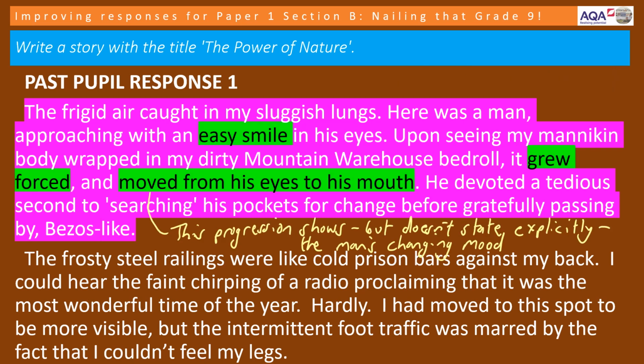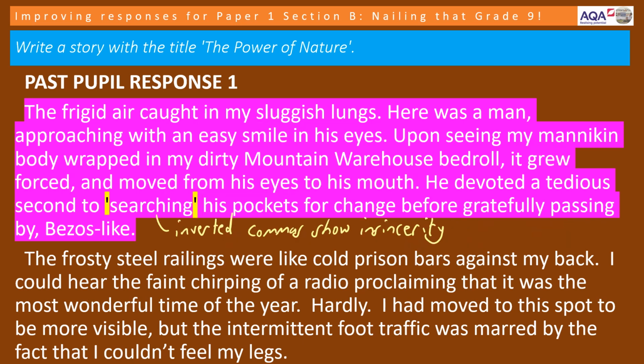I like the subtlety of the progression of the man's smile, from easy to forced to moving from his eyes to his mouth, thus showing, not telling us explicitly, that he is now faking his kindness, his light-hearted mood.